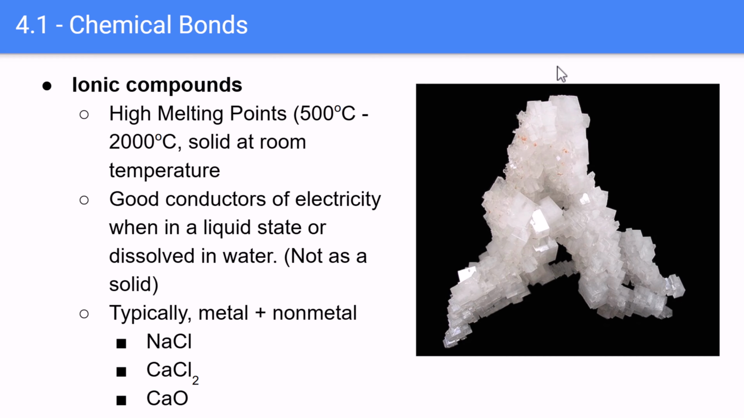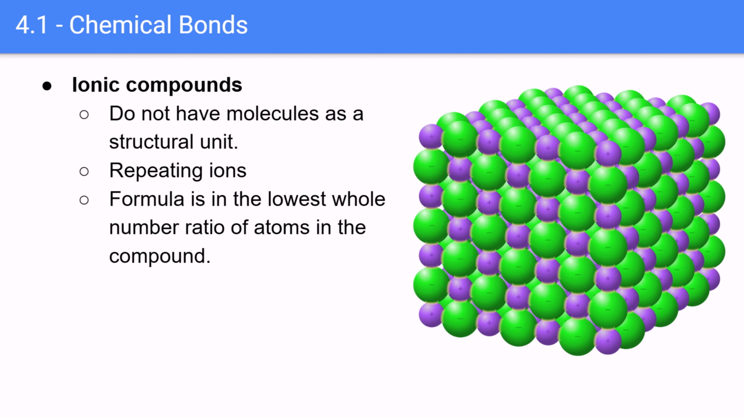And notice the structure on the right-hand side. They form what are called crystalline structures. You notice that it's very much crystallized, it's very organized, it's very patterned. And you see this in things like table salt and rock salt and things like that. You see this pattern, and that's due to the fact that those materials exist in regards to ionic bonding principles. Now, ionic compounds do not have molecules as a structural unit. What you end up seeing is repeating positive and negative ions that are attached to each other.